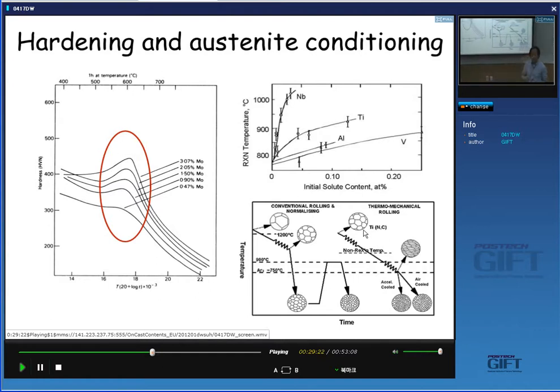But when you put in a small amount of titanium or niobium, it drastically increases the recrystallization stop temperature. For example, without those alloying elements, recrystallization usually occurs around 750 degrees Celsius. But when you add niobium or titanium, recrystallization does not occur even at 1,000 degrees Celsius. So the grains still exist in elongated shape when you put in niobium, titanium, or vanadium.